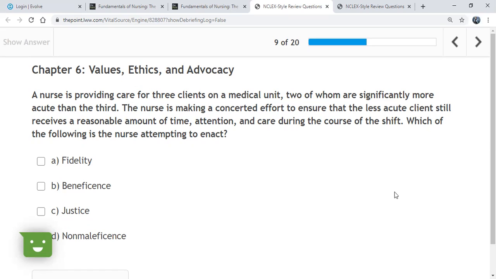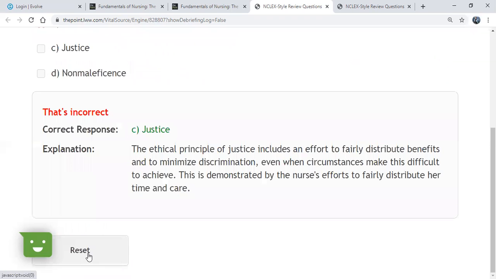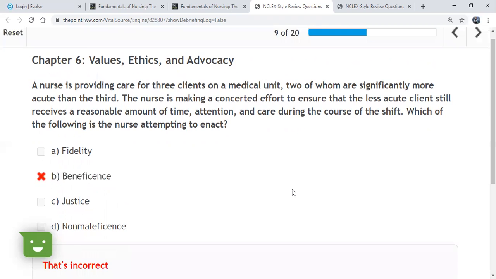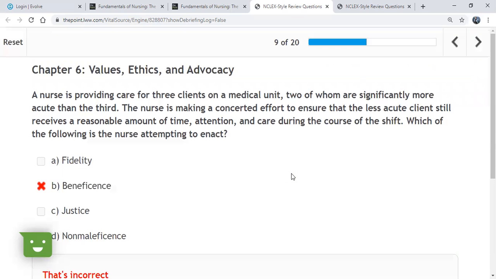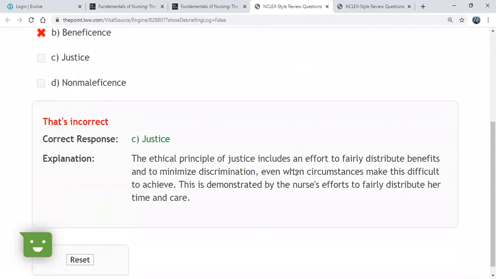Come on, guesses, guys. Take a guess. B? Is it B? What? C. Well, she's trying to demonstrate equally and fairly distribute her time, right? So that's what makes it justice. Gotcha. But she's trying to equally distribute.